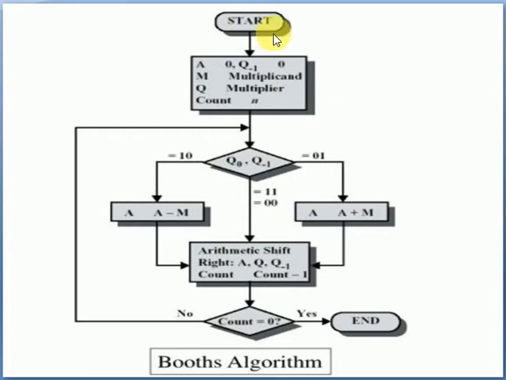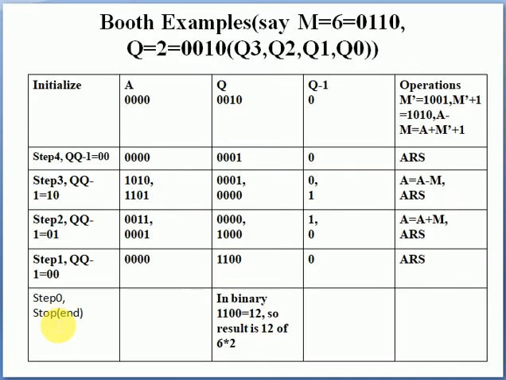Clear? Just remember here we have to start with A equal to 0, Q minus 1 equal to 0, and the multiplicand value. Convert the multiplicand in binary form, and Q, the multiplier, in binary form. Okay, and then check the value of Q naught and Q minus 1, and try to solve as per the bit pair. Okay, this is the flow chart. Now we have to move on to the next slide.